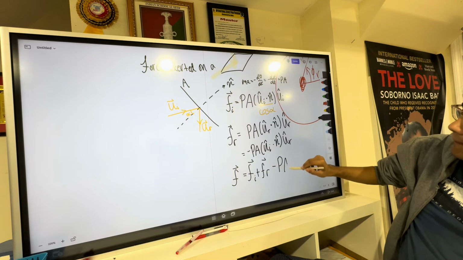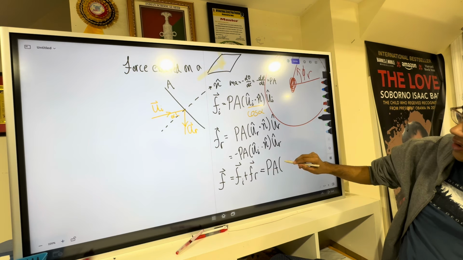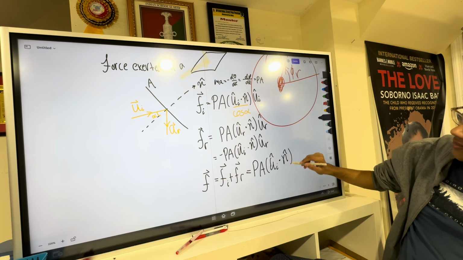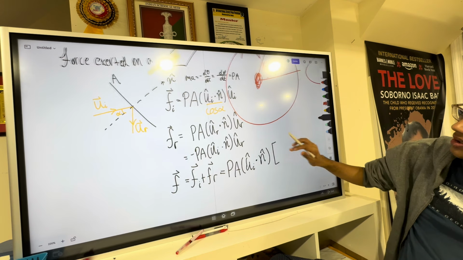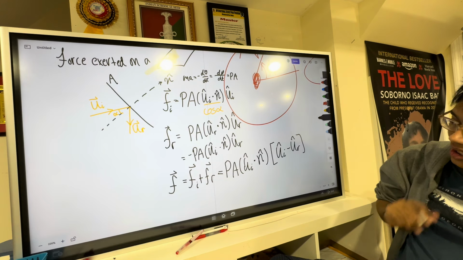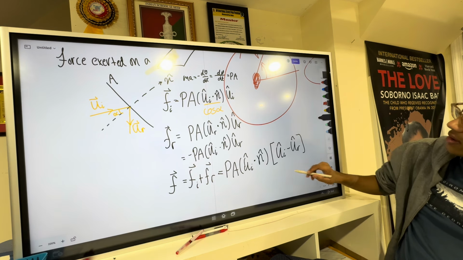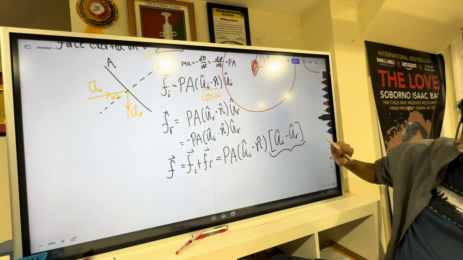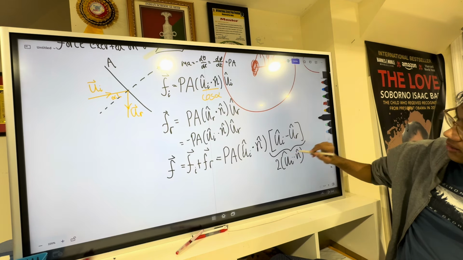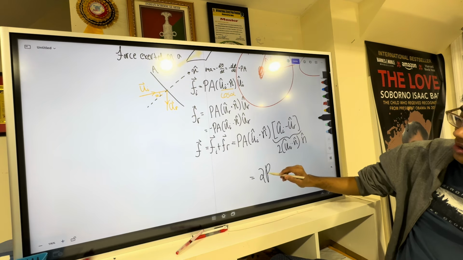So it's PA, and then I'm going to factor out the dot product, U sub I dot N. And then this is minus here, right? So I have U sub I minus U sub R. So where does the 2 come in from? Here's where it comes in from. Turns out that this is just 2 times U sub I dot N hat. It's not too hard to understand why. So basically it's just 2 times the radiation pressure.